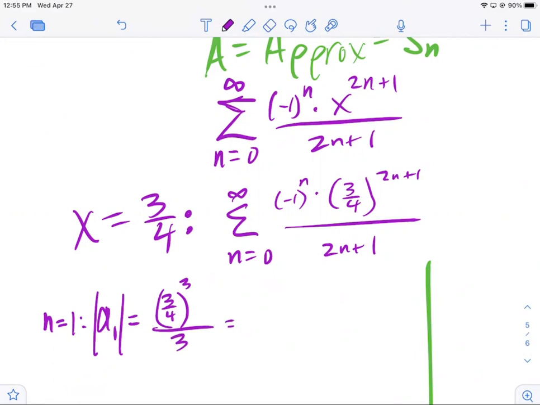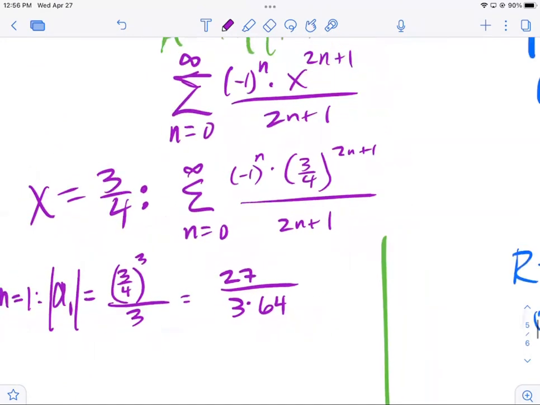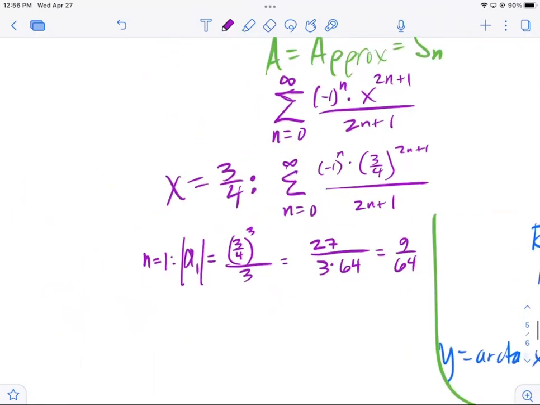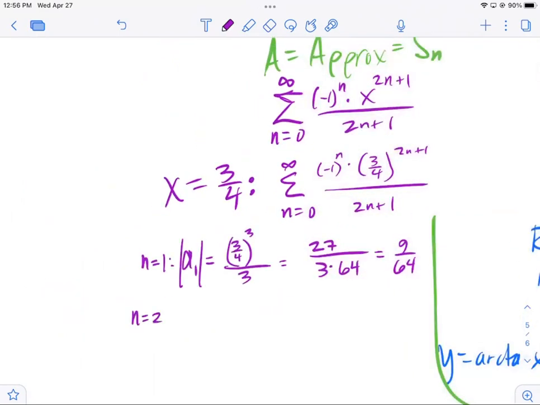And this is no calculator. So that's, wow, that's 27 all over 3, and then you can put the 64. That's 4 cubed down there. Is that less than a tenth? Oh, well, let's simplify. That's the same as 9/64. Is that less than 1/10? No, that's not less than a tenth. No. So let's try n equals 2.